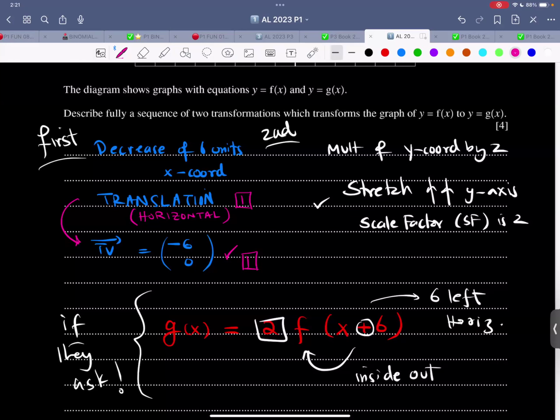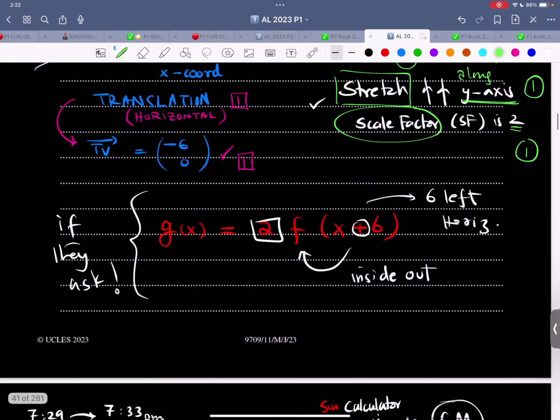And then second, there is a multiplication of the y coordinate by 2. So this is a stretch parallel to the y-axis, or along is also good. The scale factor is 2. So 1 mark for this, 1 mark for this. That is how it's asked.